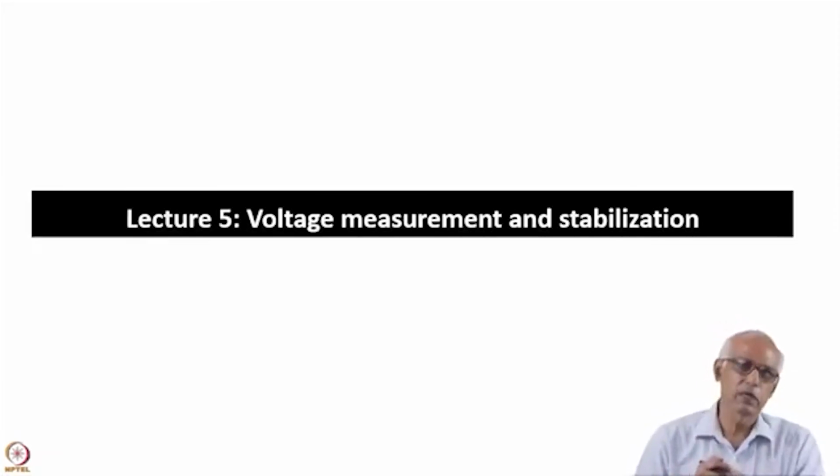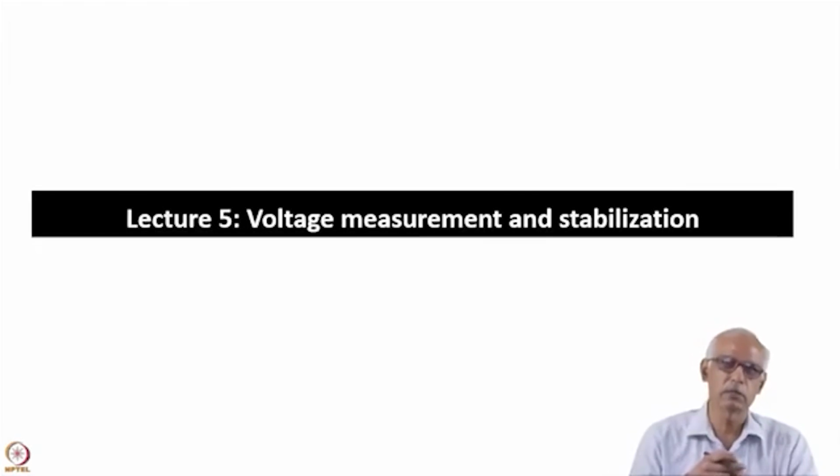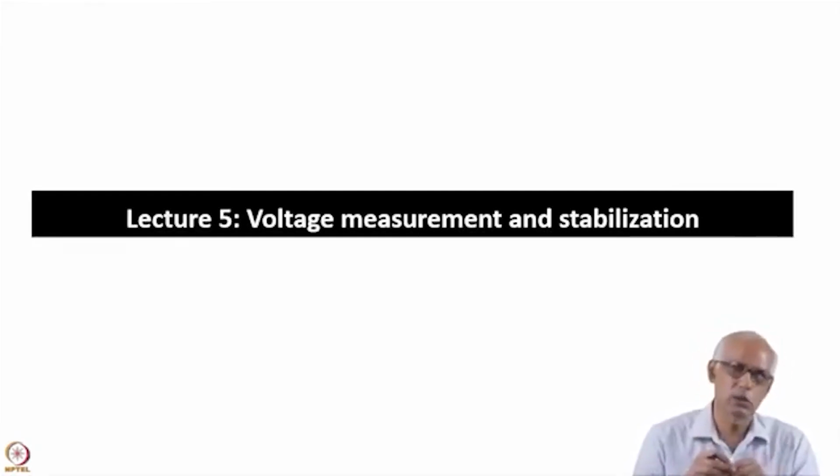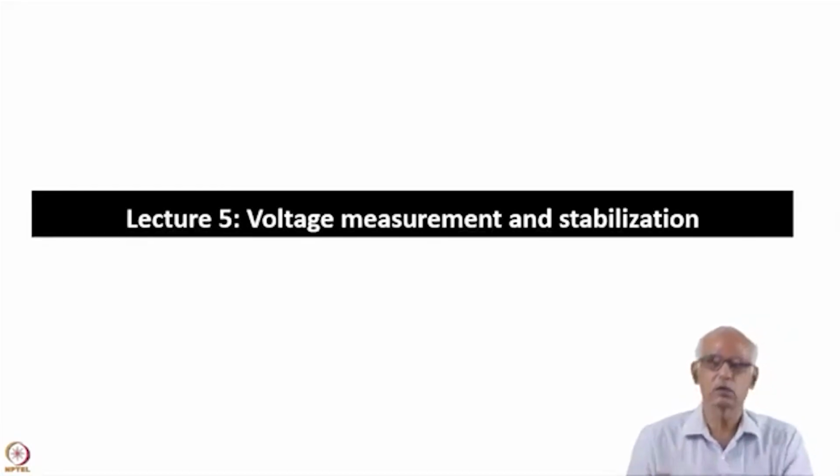And if there is any variation in the voltage, then it should be stabilized. So we have to incorporate a stabilization system also, which will correct any change. It will bring back the voltage to the original value if there is any change. So the circuit should be such that it stabilizes the voltage properly.